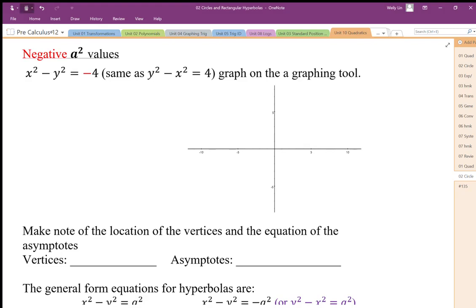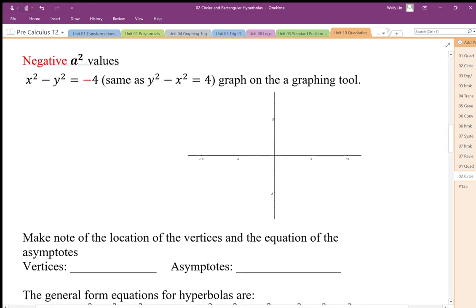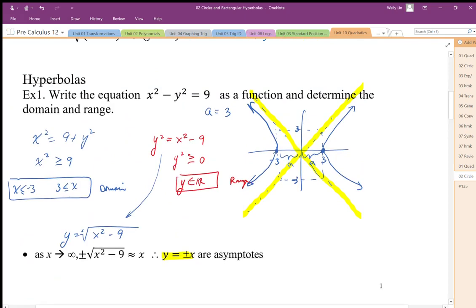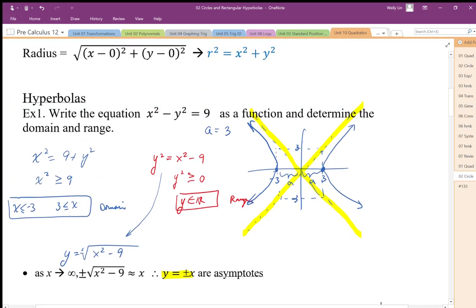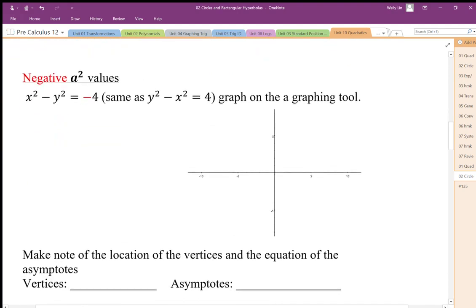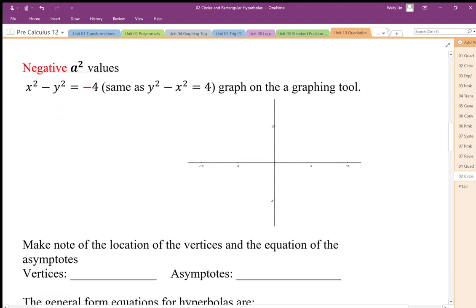In the last example, we looked at positive a squared. So this was giving us positive 3 squared. What about negative 3 squared? What if we had x squared minus y squared equals negative 4? What's this going to look like?